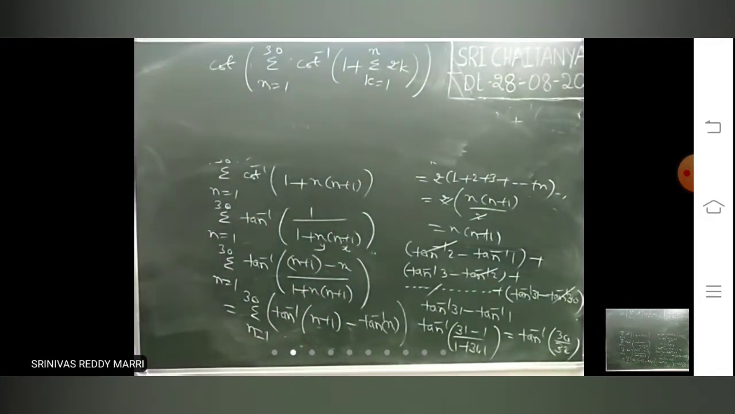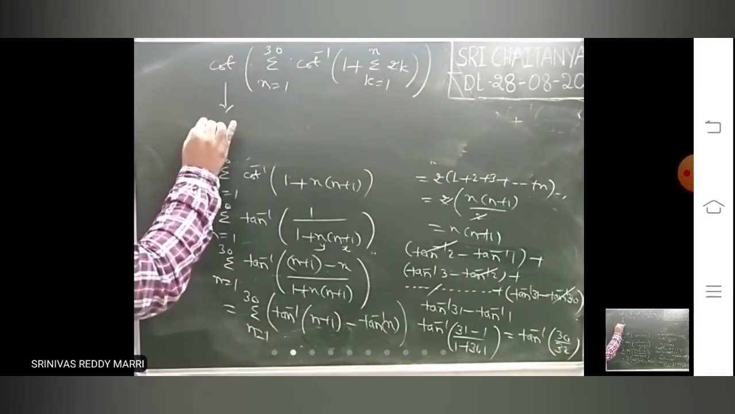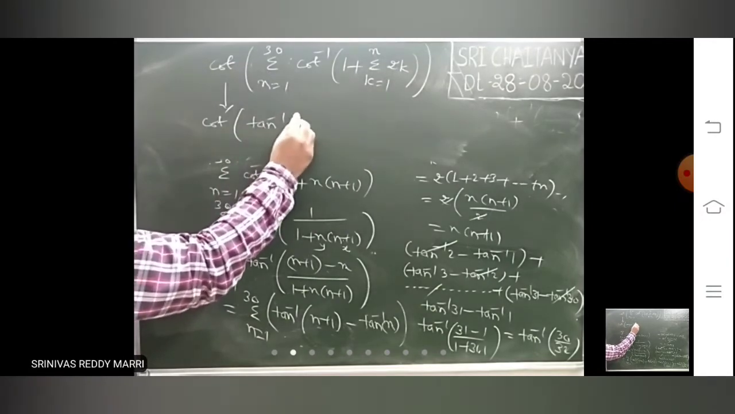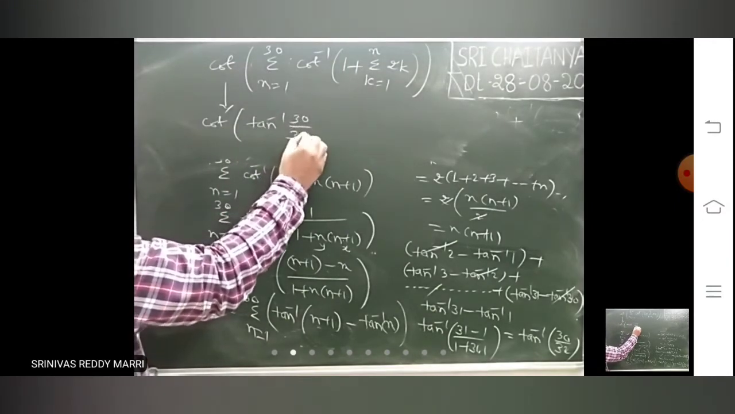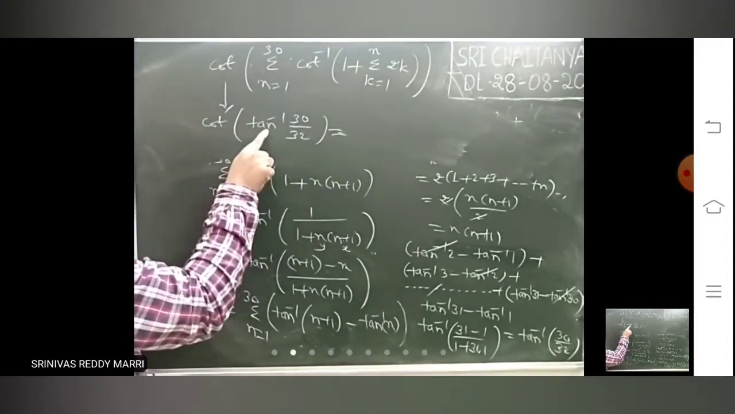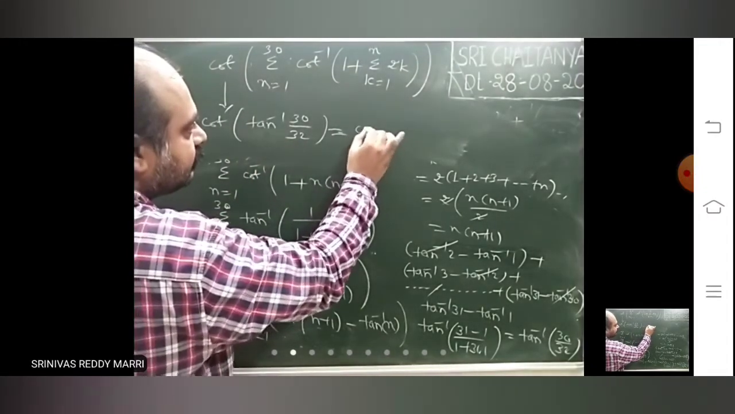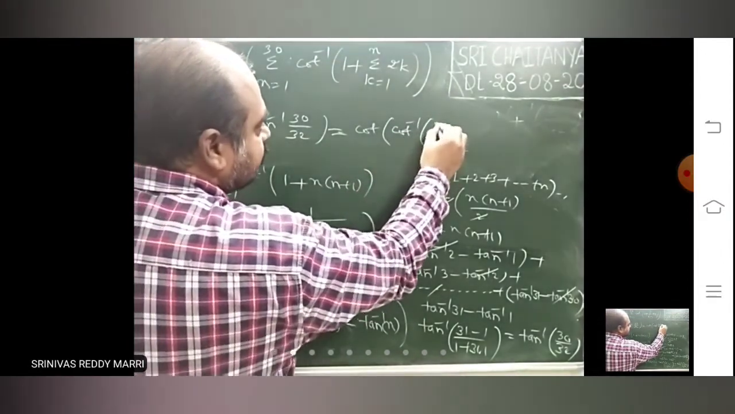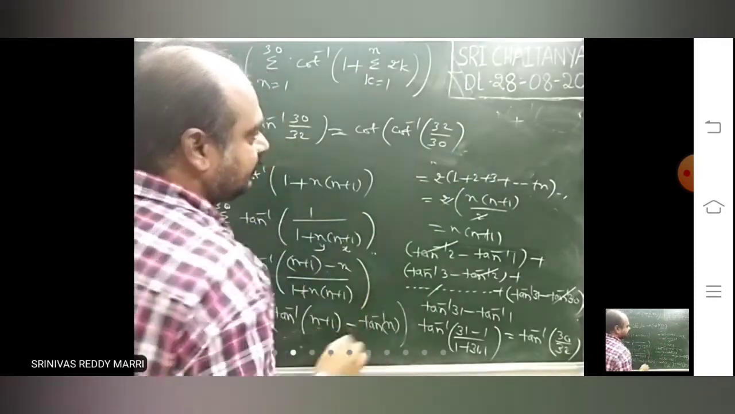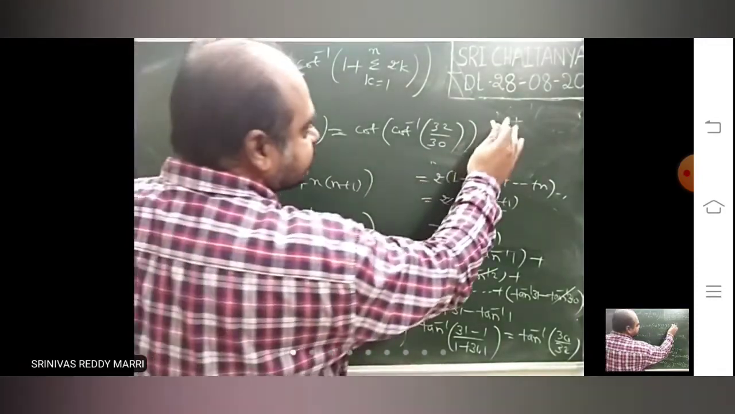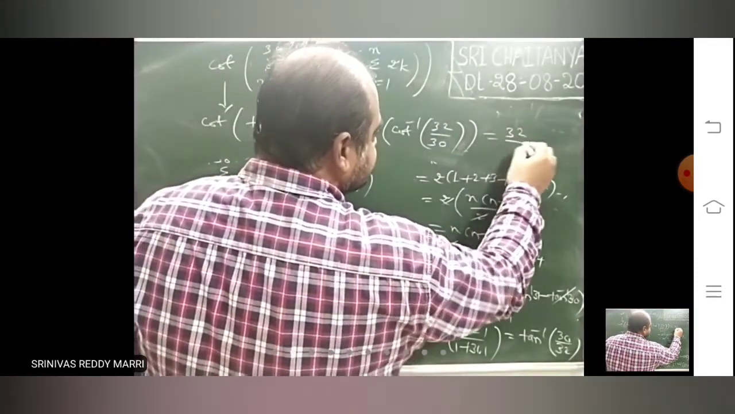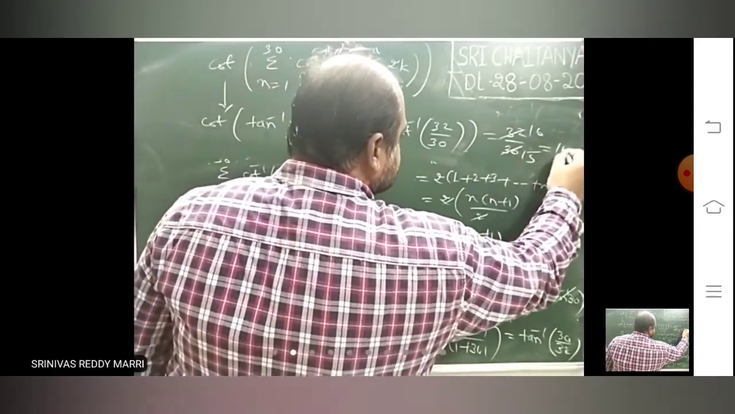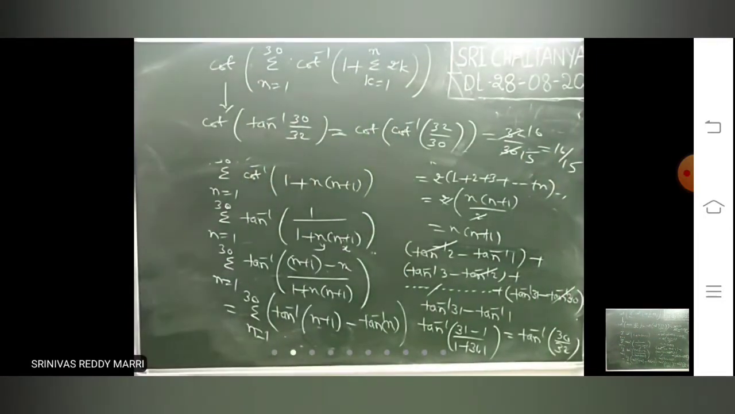Now take the problem. This complete sum is tan inverse of 30 divided by 32. Now tan inverse x I can write as cot inverse of 32 divided by 30. Now cot of cot inverse x is what? x. So your answer is 2 16s, 2 15s, 16 by 15 is your answer.